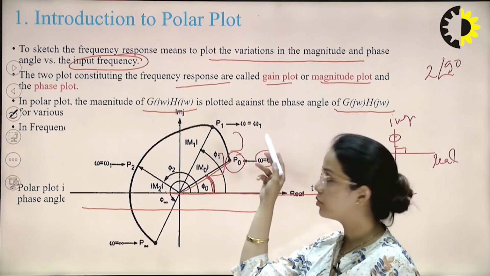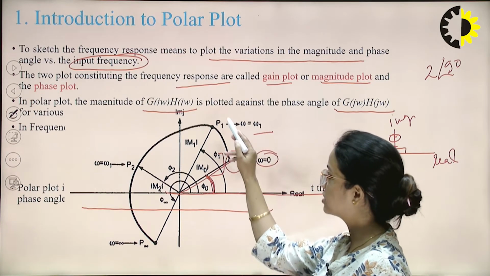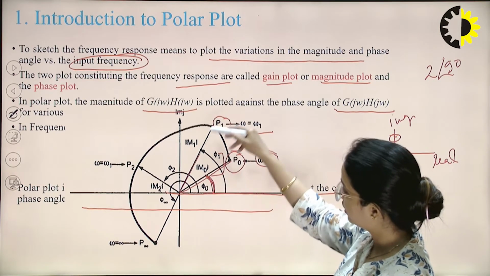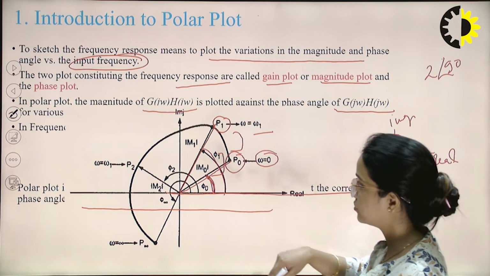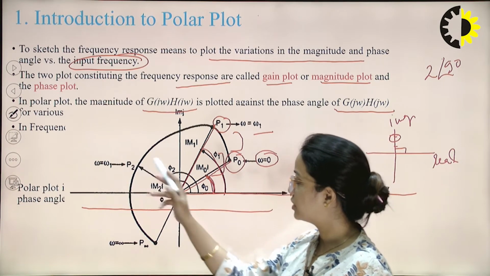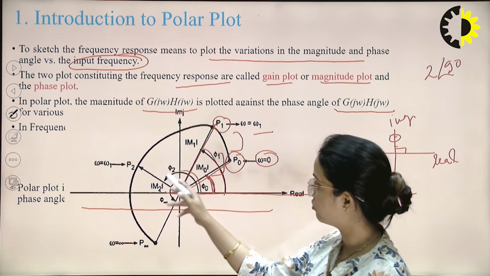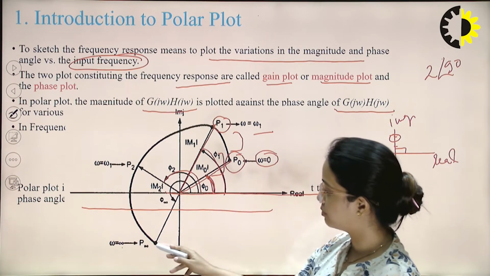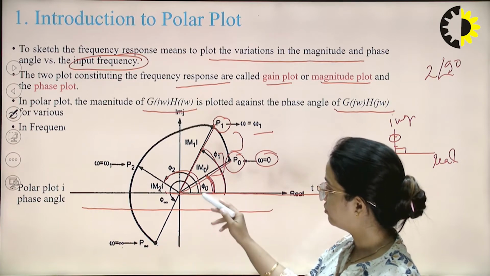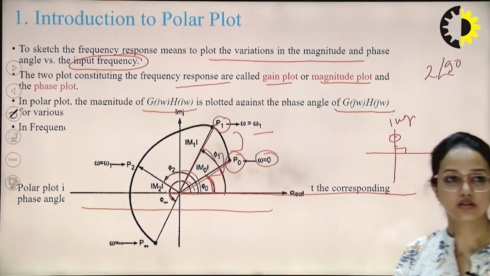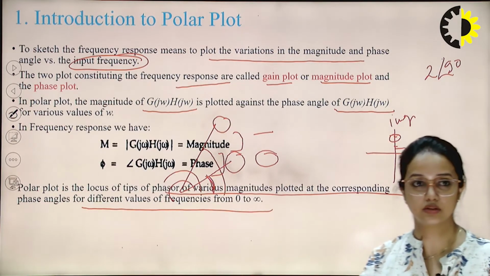Similarly, for omega equals 1, I will have some magnitude and some phase. So the magnitude is P1 and the phase is phi1. At some other value of omega, the magnitude is P2 and the phase is phi2. At another value of omega, the magnitude is P infinity and the phase is phi infinity. So this is how we can conclude this.